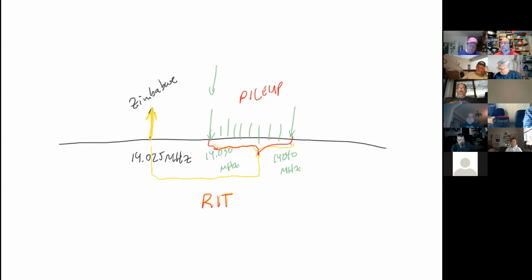Now, some radios also have two receivers built in. Some older radios actually have a separate receiver and transmitter. You can use that as well.